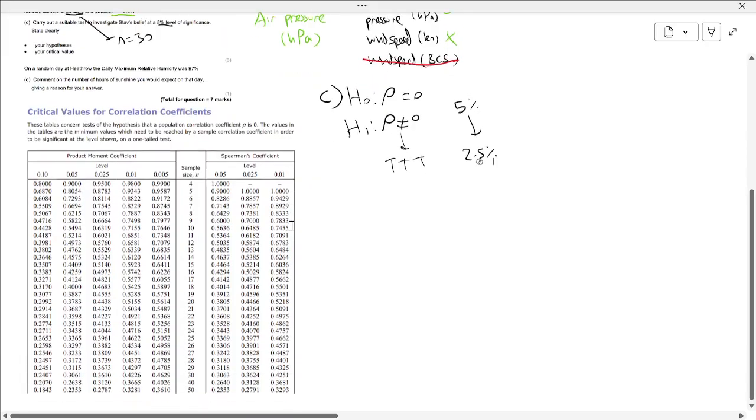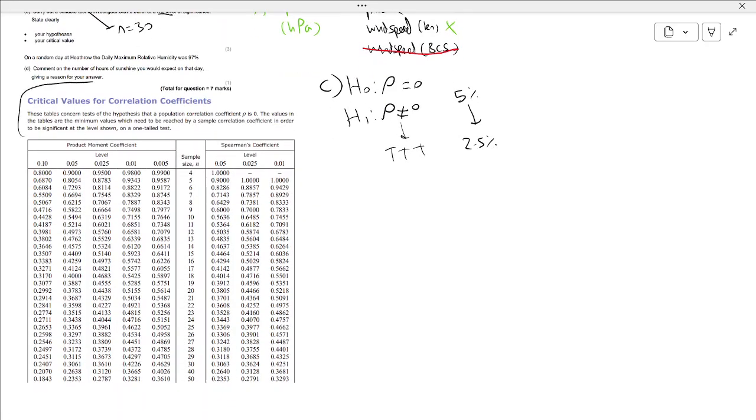So you go to your formula booklet and you have a page that looks like this. It says critical value is the correlation coefficient. It's right at the back. It's next to a load of other tables, so be careful there. But it should say critical values. Spearman's coefficient, you ignore unless you're doing further maths. So we don't care about that one.